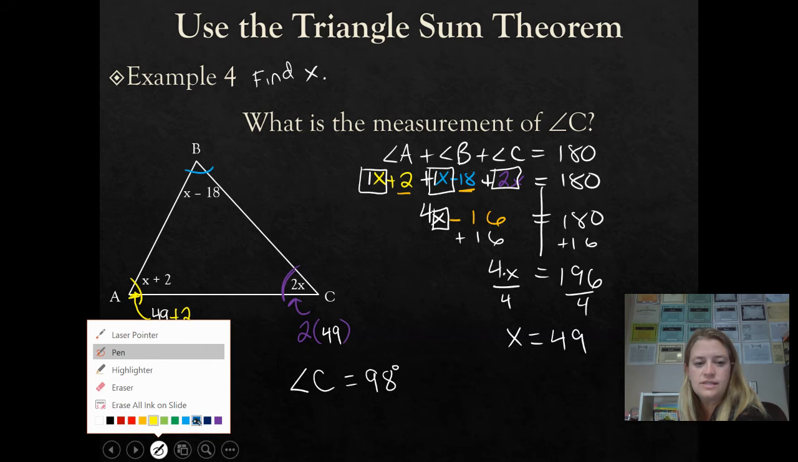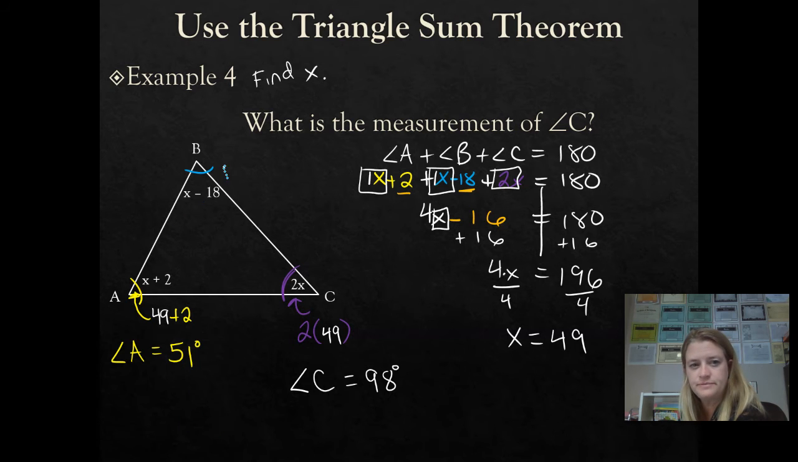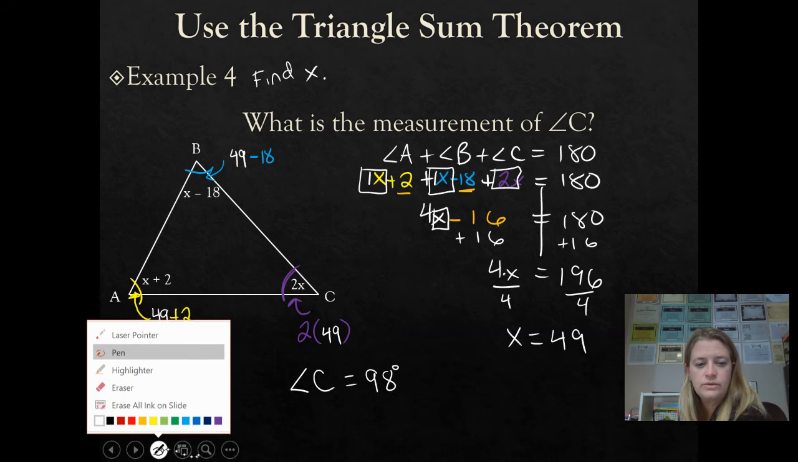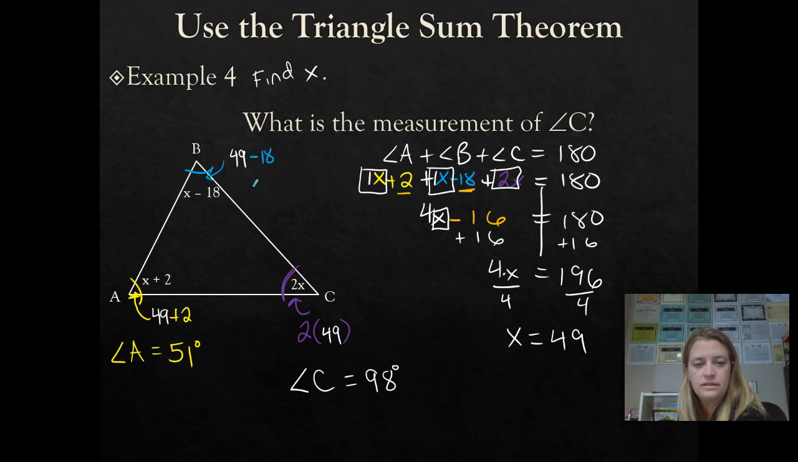And we can do the same thing to angle B. We're going to take that 49 for our x, and we're going to subtract 18 from it. So we find angle B is going to be 31 degrees.